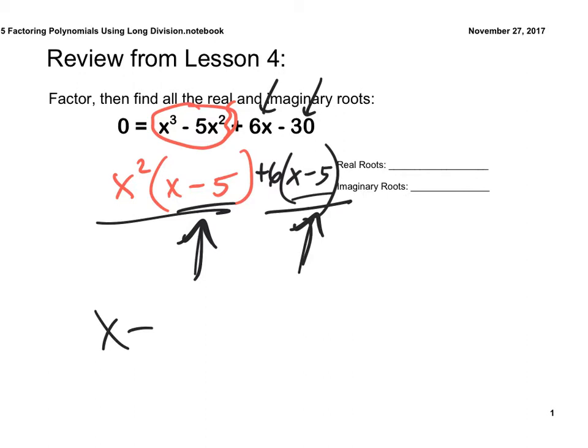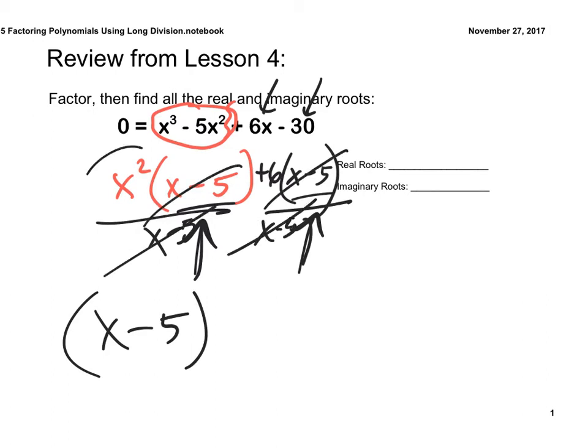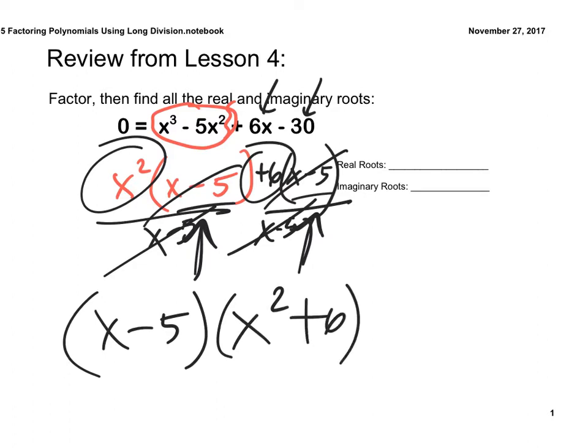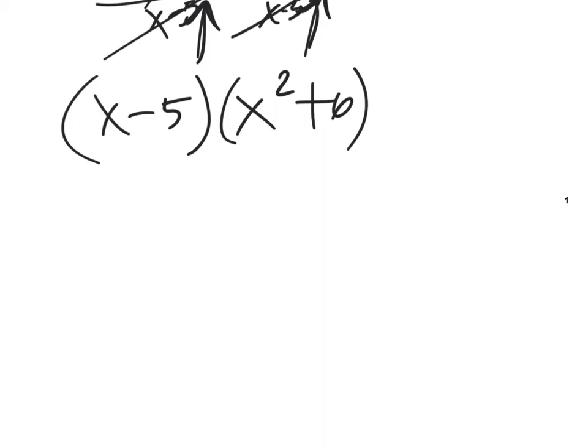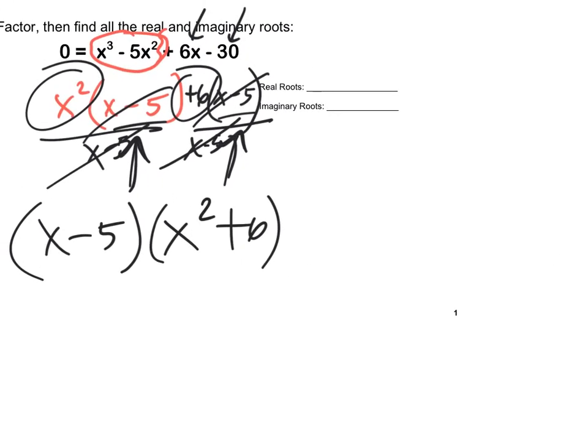So the x minus 5 comes out to the front, and when I take it out, what I'm really doing is dividing by x minus 5 on the top and the bottom, and those cancel, leaving me x squared plus 6. But I encouraged you to factor it all the way, because it helps you find these imaginary roots. Remember how you're going to have to find these anyways? So you factor it all the way.